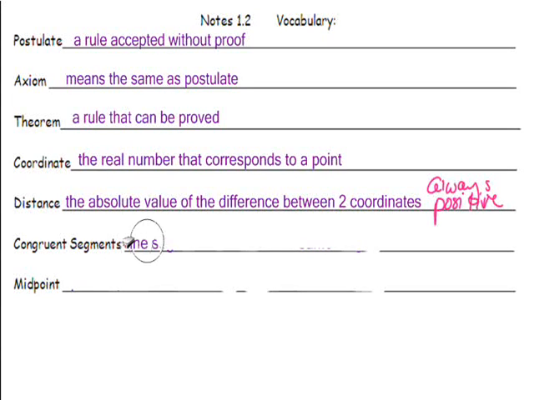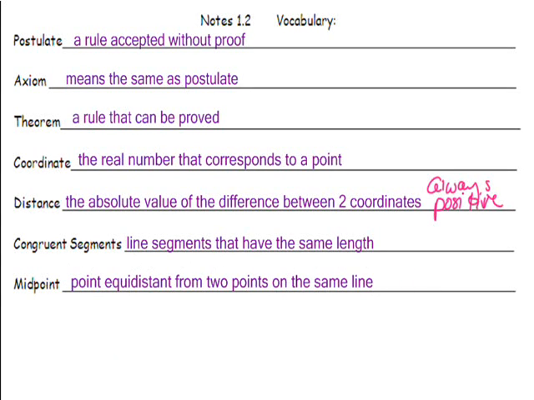All right, and let's talk about congruent segments. Congruent segments are line segments that have the same length. It means their measures are the same. And finally, midpoint, which is the point equidistant from 2 points on the same line. And hopefully you are familiar with both distance and midpoint from Algebra 1.